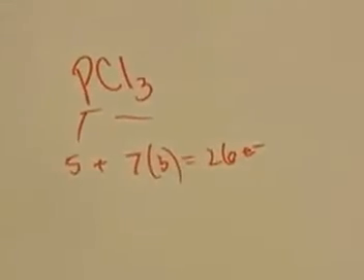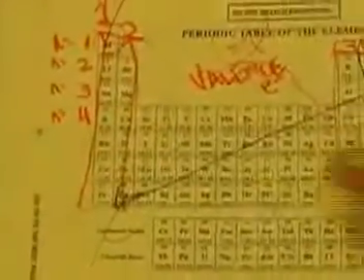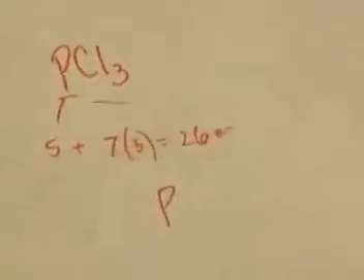Step number 2, pick the central atom that's the least electronegative that's not hydrogen. Remember the rule, electronegativity decreases as you go to the left and as you go down. So my choices are chlorine and phosphorus. Well, phosphorus is way further left than chlorine, so phosphorus is going to be my central atom. Let's put phosphorus in the middle.